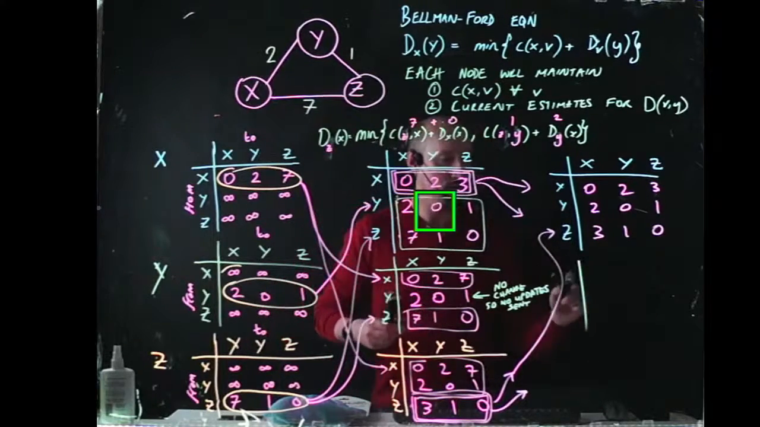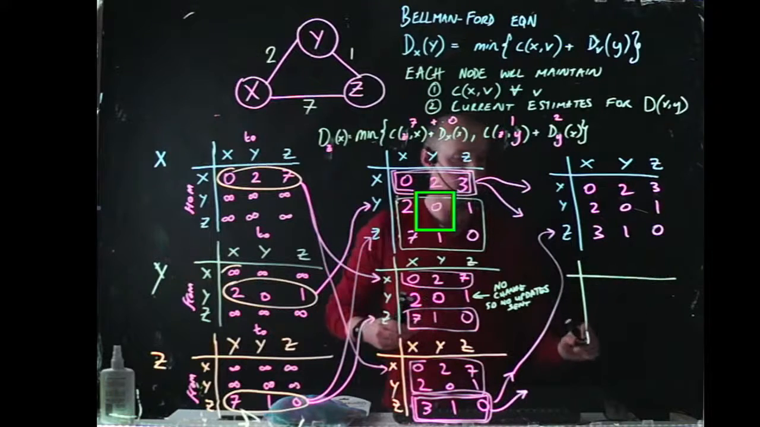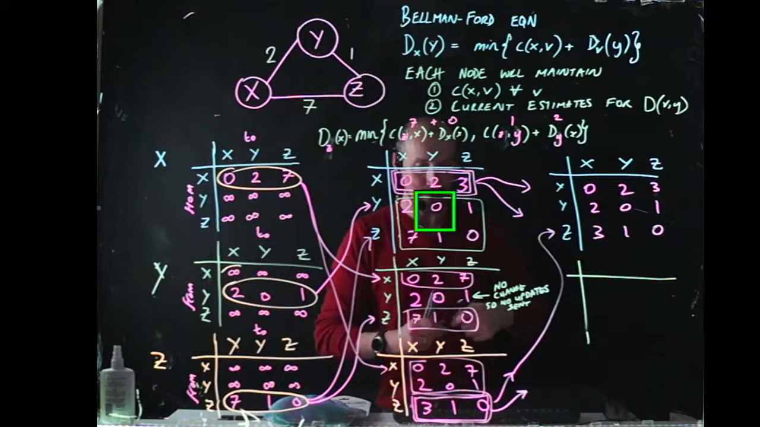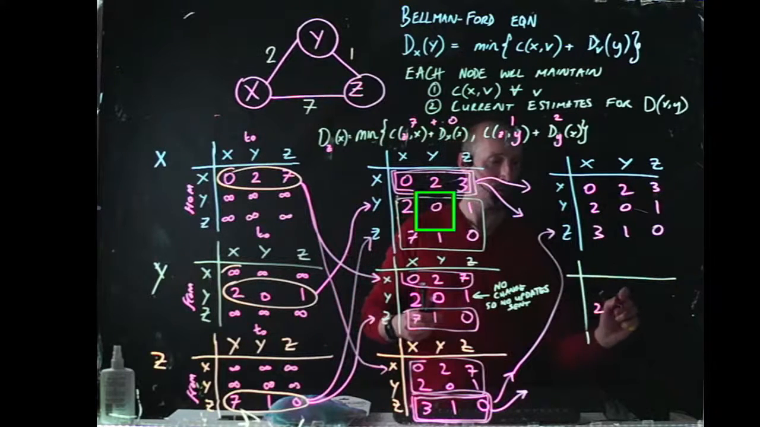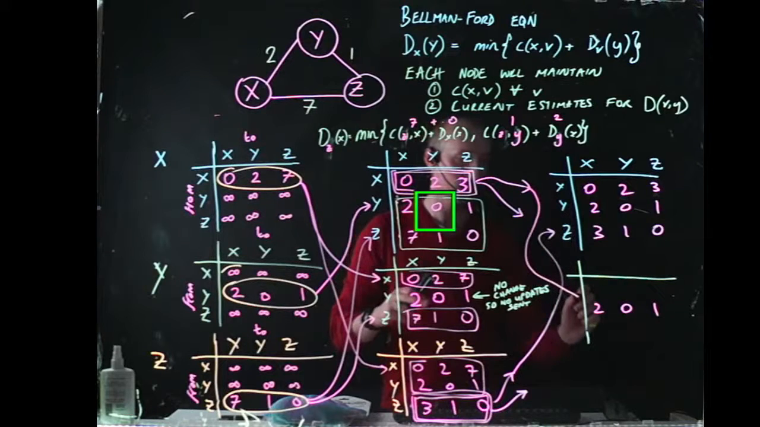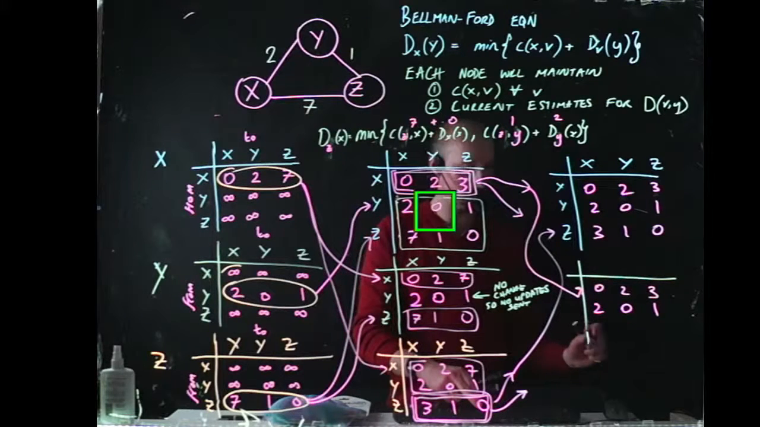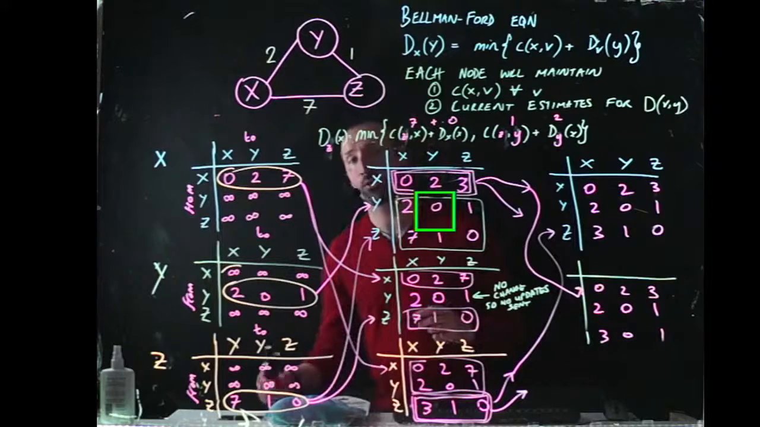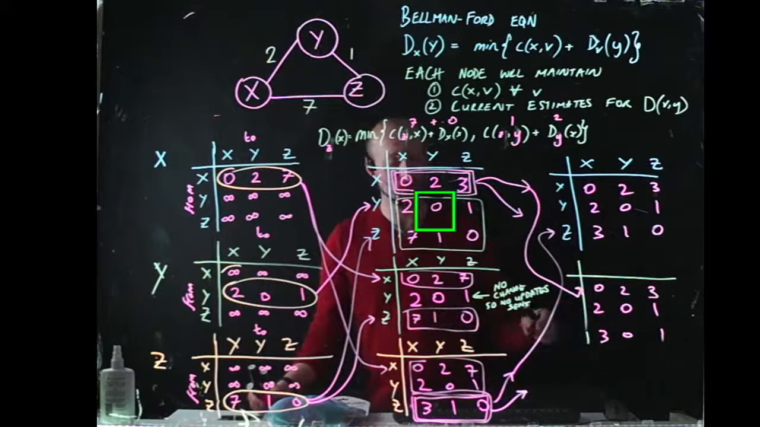So this is y here, and of course we stick with our 2, 0, 1 to begin with. We're just receiving new information from here. That's going to be 0, 2, 3, and we're receiving new information from down here as well, 3, 0, 1. And then we'll reevaluate our Bellman-Ford equation here, and we'll find that there's no changes.